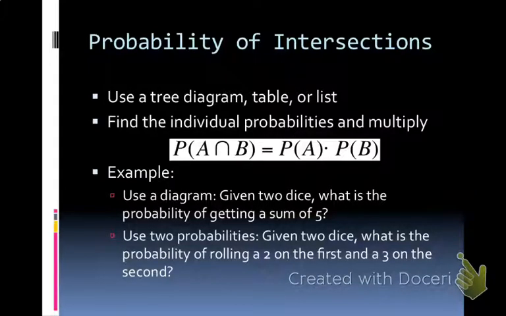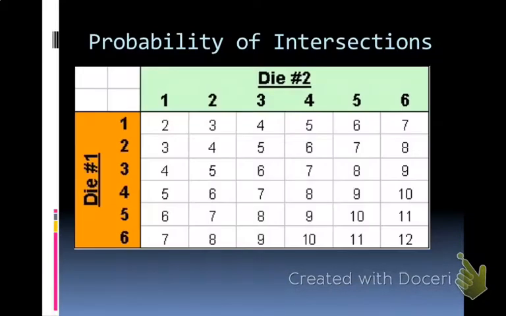So for the first one, given 2 dice, what's the probability of getting a sum of 5? This one's easier with a diagram. There are 36 possible outcomes and 4 favorable outcomes, so that gives us a probability of 1/9.